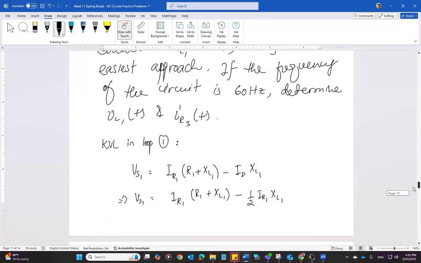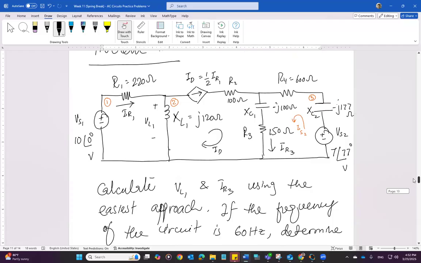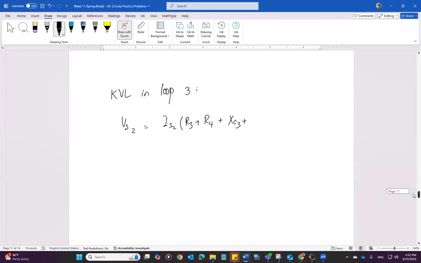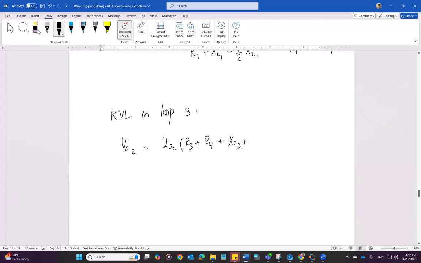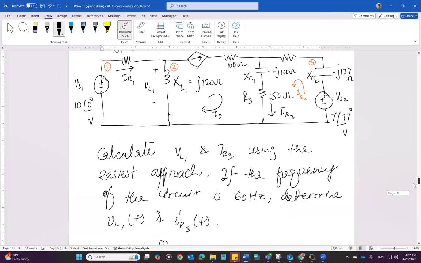R3 plus R4 plus XC1 plus XC2. R3 plus R4 plus XC3 plus XC1 plus XC2. And then ID times XC1 plus R3.